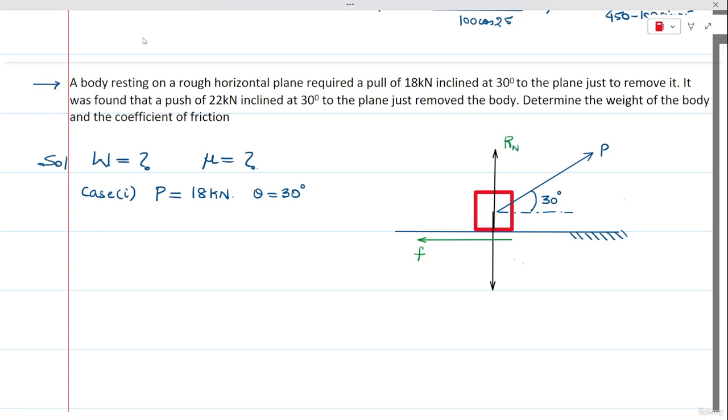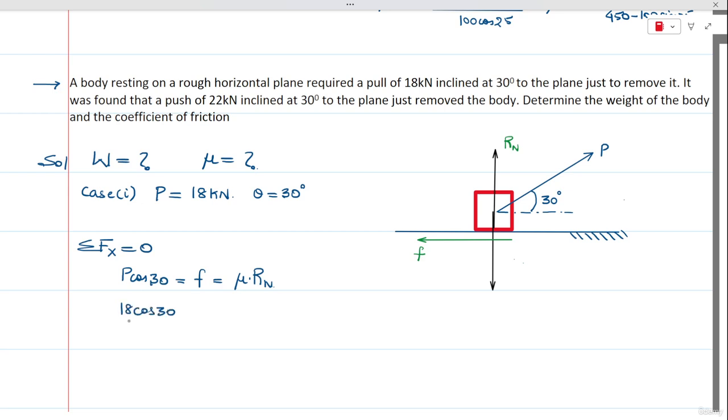Now we need to consider the equilibrium of forces. First, equilibrium of forces in the x direction: P cos 30 is equal to F, and this is equal to mu times Rn. Here P is given as 18 kilonewtons. So 18 cos 30 divided by mu is equal to Rn. This would be the Rn value.